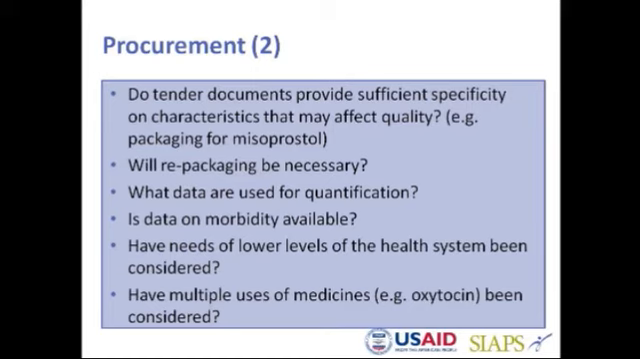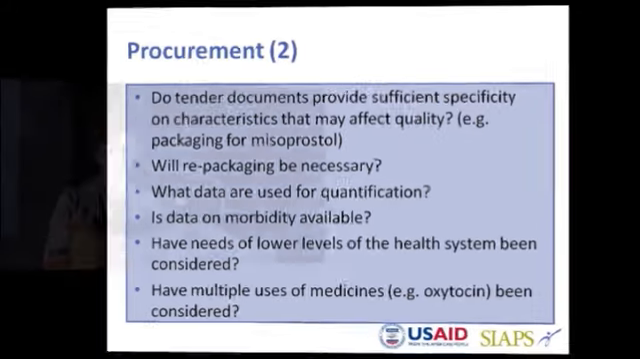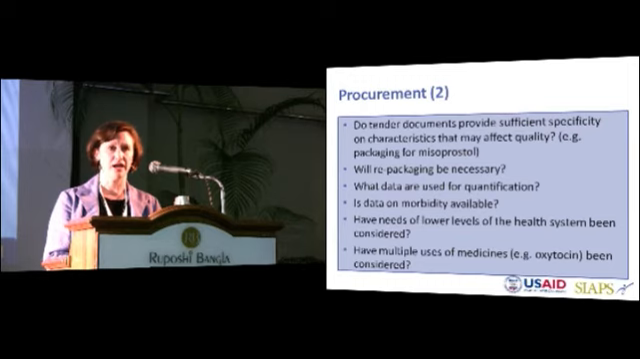Again, what data are used for quantification is a major issue. Is data on morbidity available? Most times it's not. Have the needs of the lower levels of the system really been considered? And again, this is another issue that we're really going to need to look at as we move forward with pushing misoprostol down to lower levels of the system. Traditionally, for example, child health for CCM, this has been an issue, making sure we get the information back from those lower levels of the system so we can actually quantify needs, and we're going to need to think about this.